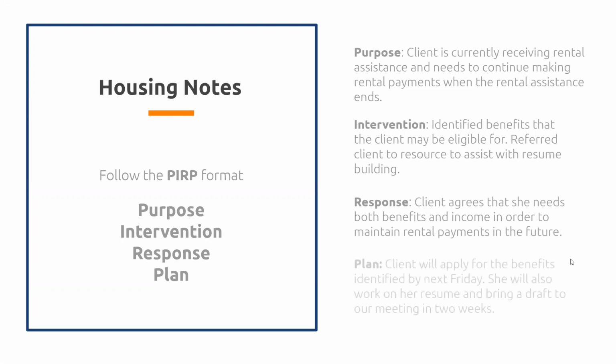And then lastly, we have plan. What are the next steps determined by you and the client to achieve housing goals? So what actions or items were determined to help move towards that goal? An example would be: client will apply for the benefits identified by next Friday, and she will also bring in a resume and a draft in our meeting in 2 weeks.